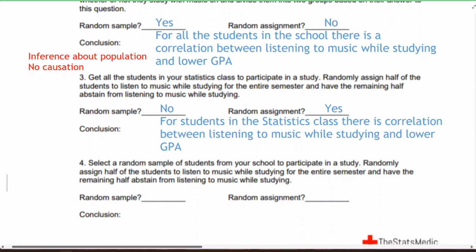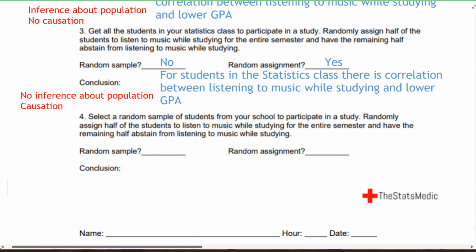Our conclusion is for students in the statistics class, there is a correlation between listening to music while studying and a lower GPA. We cannot make an inference about the whole population, but we can show a causation for the students in stats class.